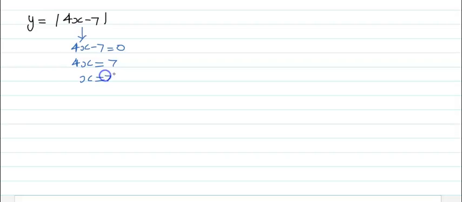Let's take another question like y equal to modulus of 4x minus 7. Okay, so first we need to find the critical point. To find the critical point, what you need to do is put 4x minus 7 equal to 0. It will be 4x equal to 7, and x is 7 over 4.